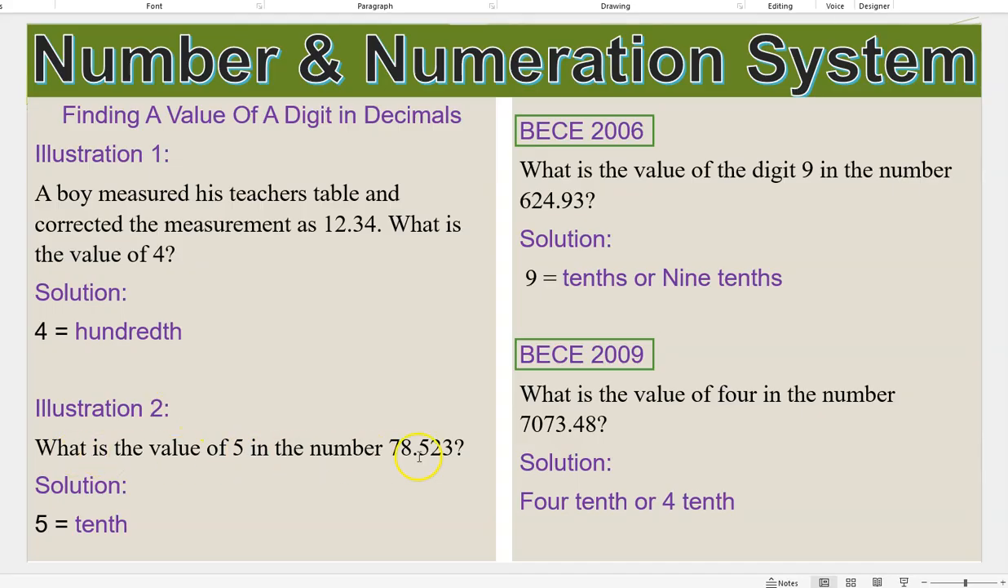Illustration 2. What is the value of 5 in the number 78.523? Tenths, hundredths, thousandths. So 5 is 5 tenths. BECE 2006. What is the value of the digit 9 in the number 624.93? Tenths, hundredths. So 9 is 9 tenths. 2009 BECE. What is the value of 4 in the number 7,073.48? Tenths, hundredths. Therefore 4 is 4 tenths.